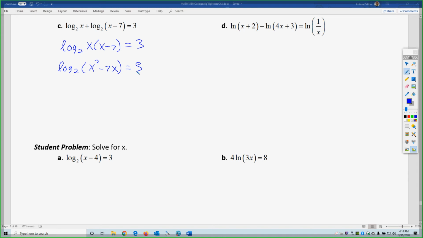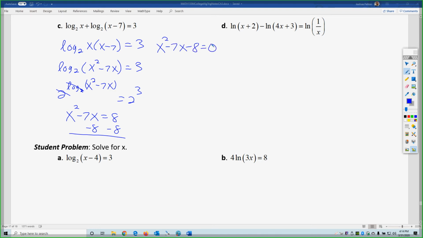So now I can do a base 2 to both sides. And why did I choose base 2? Because that's what the log is. So those will now cancel, leaving me with x squared minus 7x equals 8. So I'll move the 8 over and get x squared minus 7x minus 8, which is a factoring problem, which is typically what you're going to have when you have multiple logs or multiple x's.